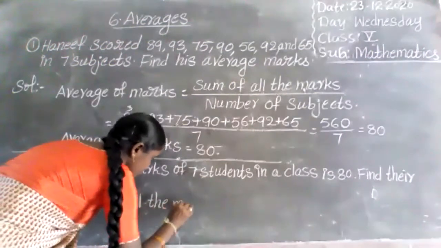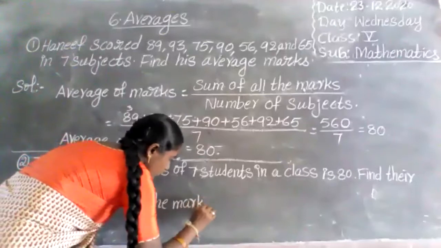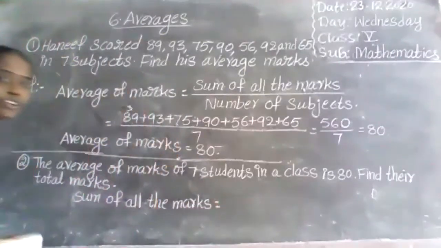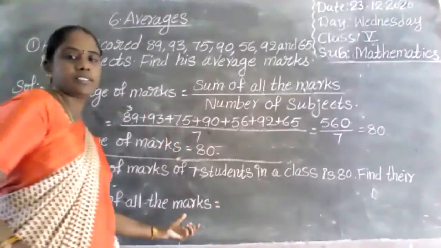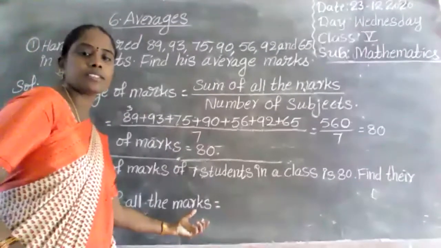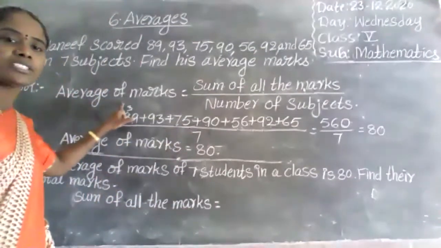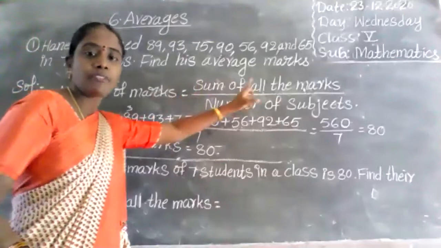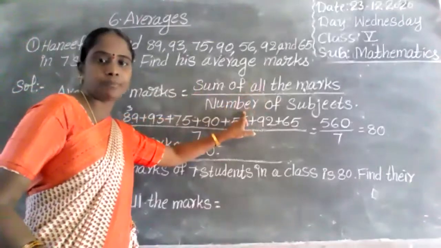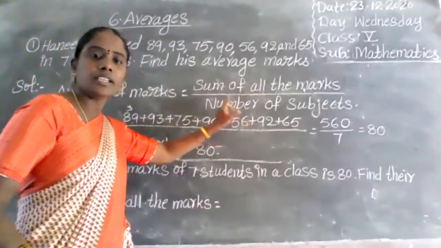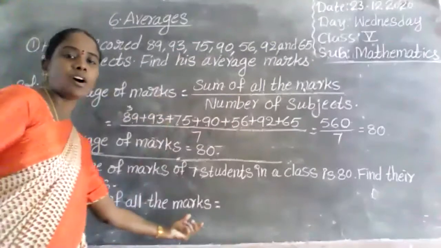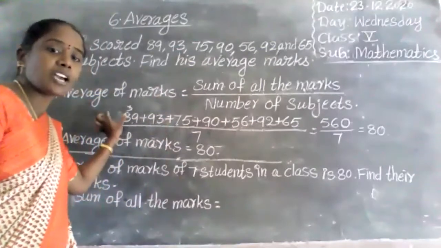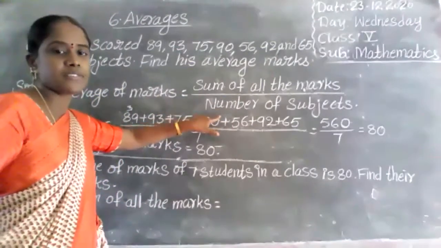Sum of all the marks. What is the principle? See here, average of marks equals sum of all the marks by number of subjects. So here, sum of all the marks equals average of marks into number of subjects.